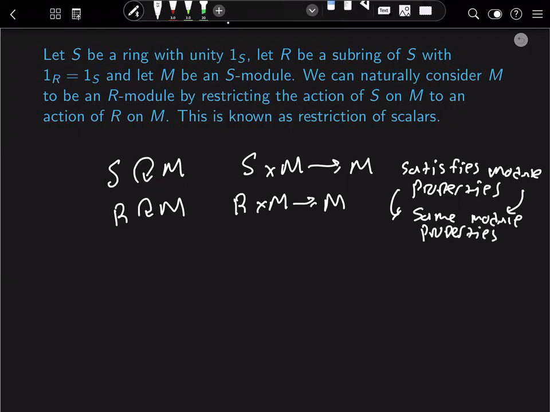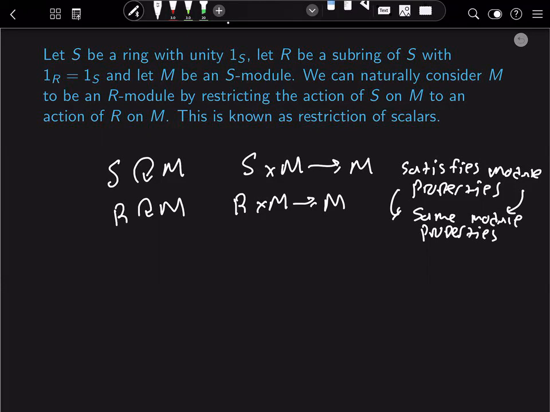So this is not so interesting, because M is an R module since R is a subring of S. By acting through S, we're automatically acting through R. So this doesn't really give you any new structures or anything interesting to think about. The interesting thing is to consider the reverse case.